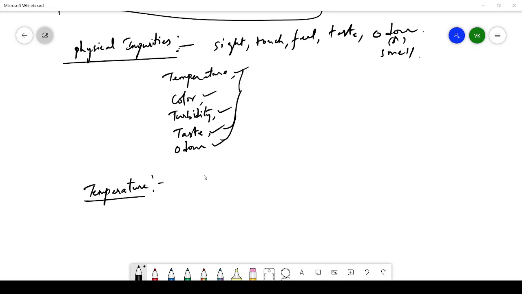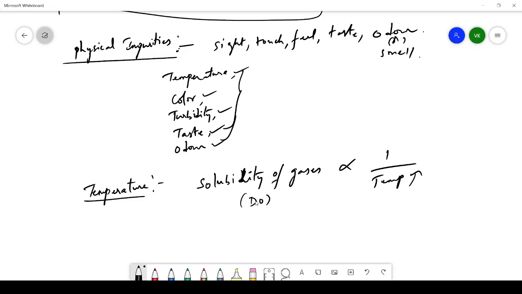Let's see first the temperature. The solubility of gases is indirectly proportional to temperature. Suppose the temperature of water is very high, then solubility of gas will be very less, because all the gases will escape into the atmosphere because of the high temperature. So if you have more temperature, then dissolved oxygen in the water could be very less. So temperature tells about solubility of gases.